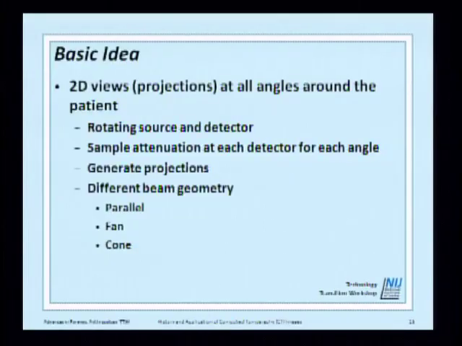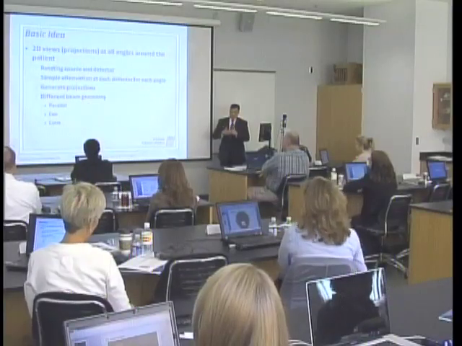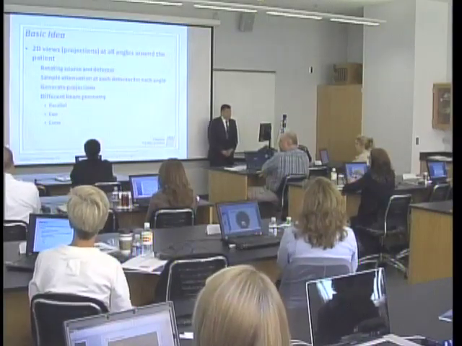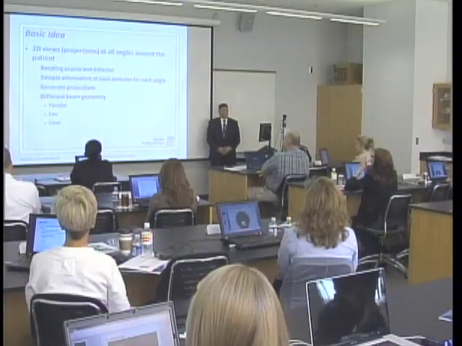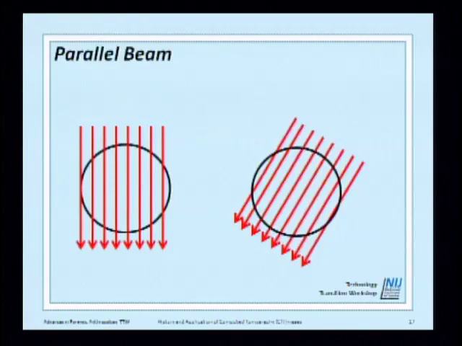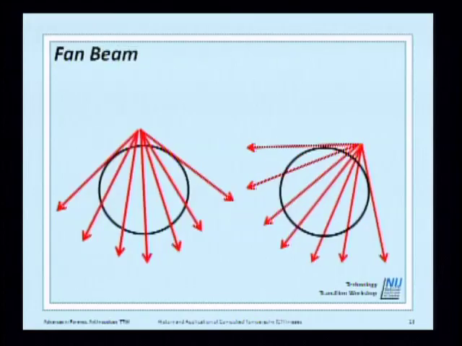Now, the basic idea: you have 2D views, projections at all angles around the patient, and you have a rotating source and detector. The attenuation at each detector is basically what we measure. These projections are taken together, and there are different types of geometry, which I'll explain. You have parallel, and you have fan and cone, and I will tell you the difference. So parallel beam was one of the very earlier CT machines, where you have the X-rays coming in parallel, and then the projection on the other side, and then also mathematically the slice is constructed.